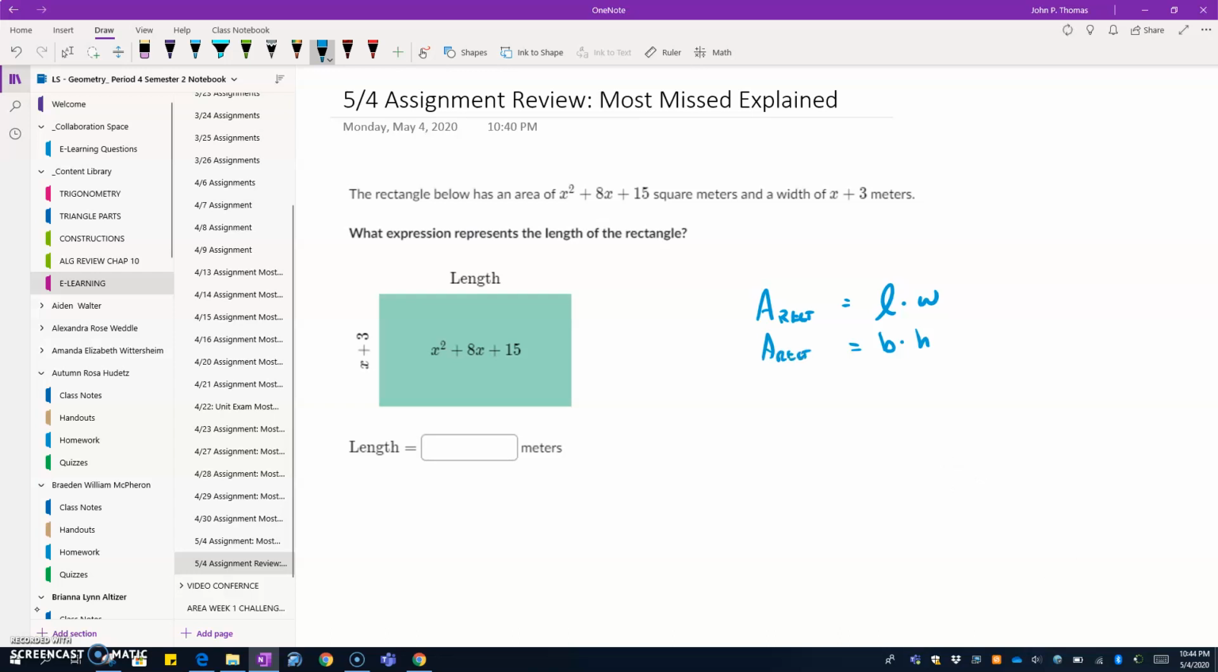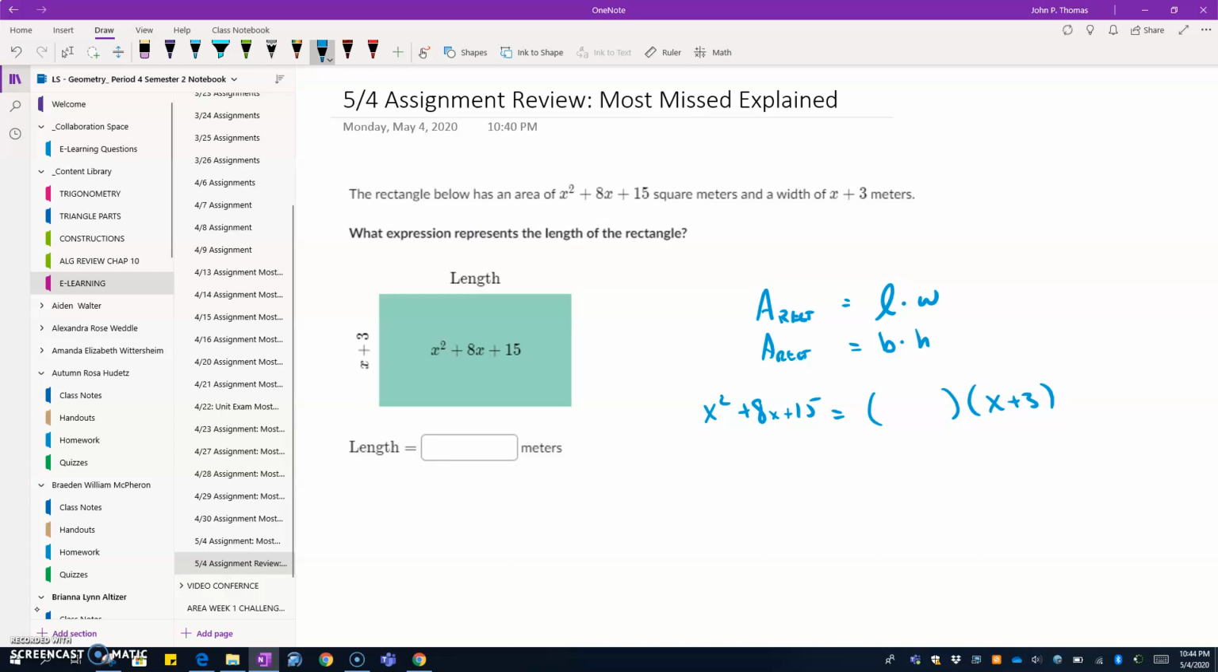All right, so what they're telling you in this picture is they're saying, hey, you know what? The area equals x squared plus 8x plus 15. And we don't know the base, but we know the height is x plus 3. So really what they've done in a sense is that they've done half the factoring for you.